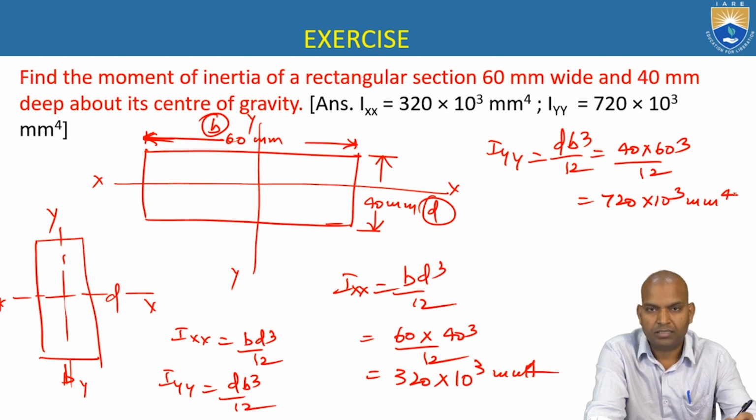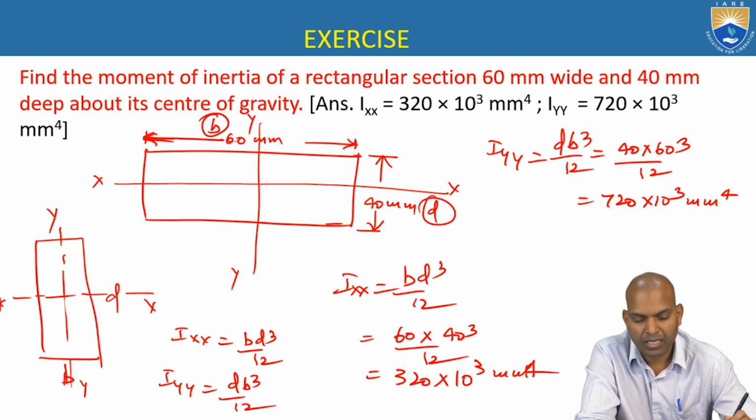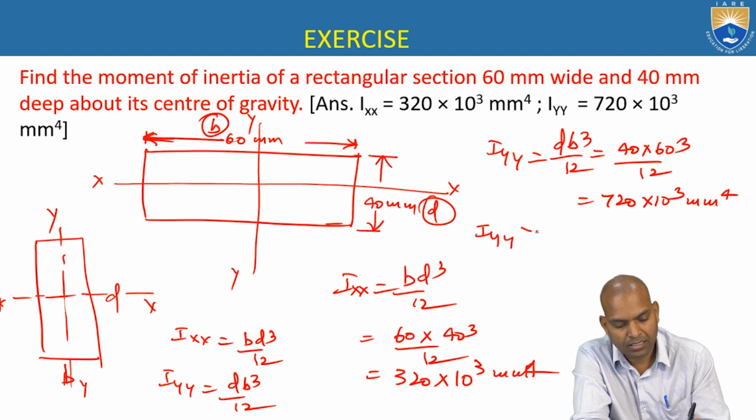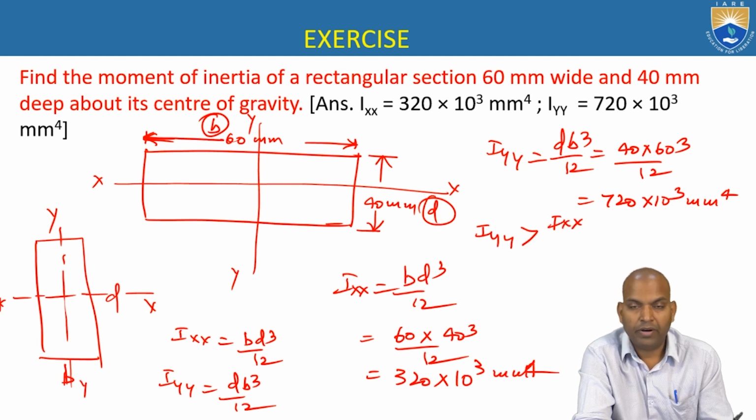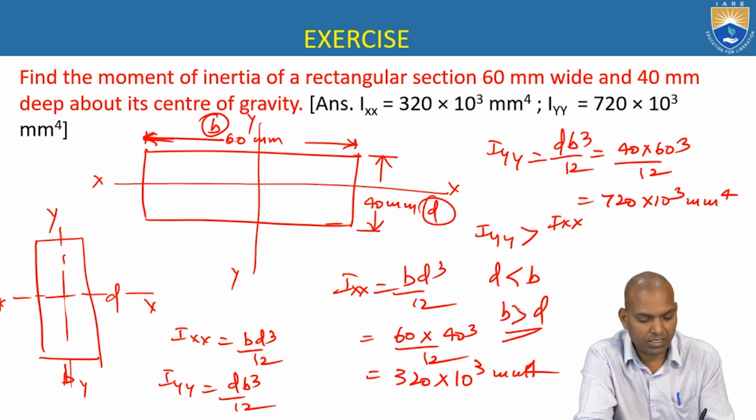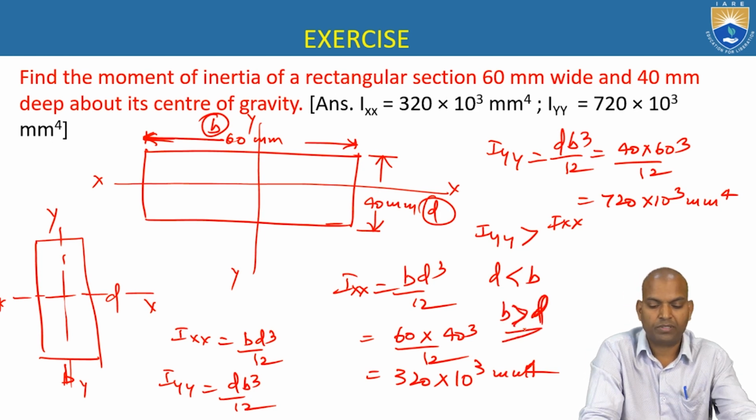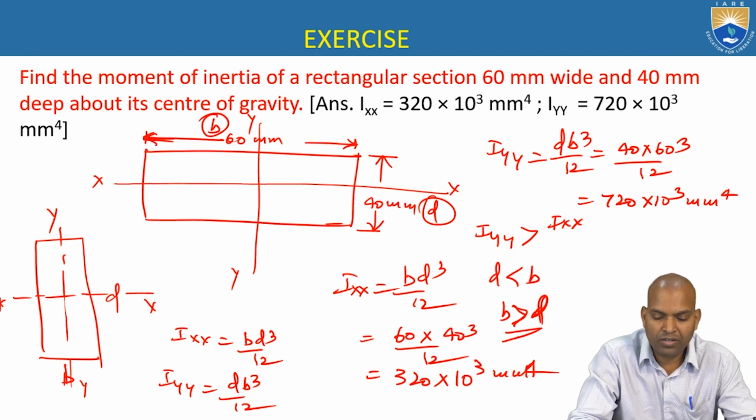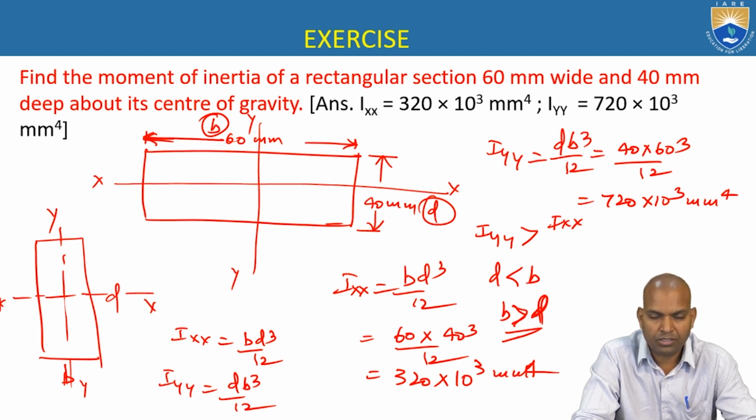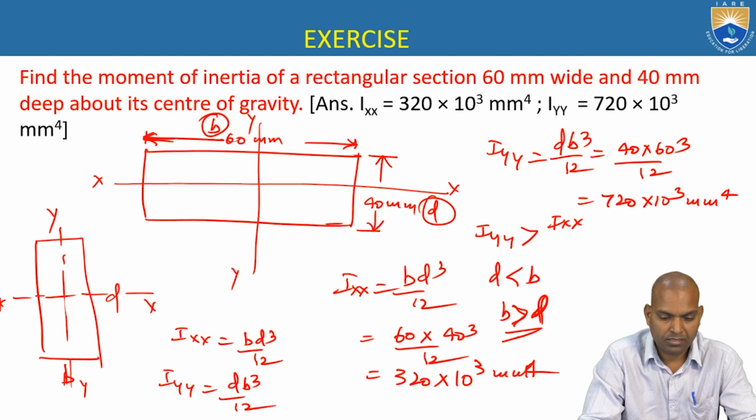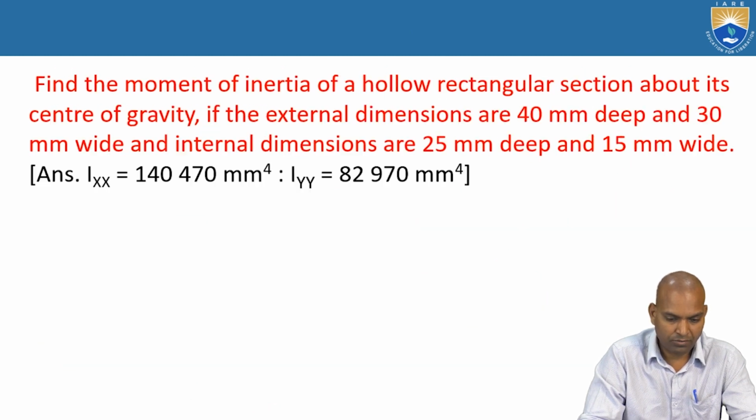Which value is higher, IXX or IYY? IYY is greater than IXX. Why? Because B is greater than D; the width is more than the depth. That's why IYY is larger in comparison to IXX. In that manner you have to solve.